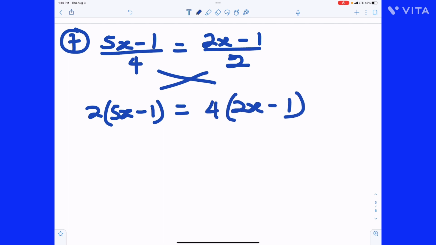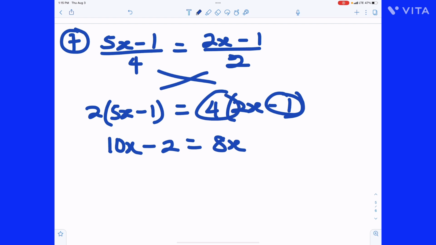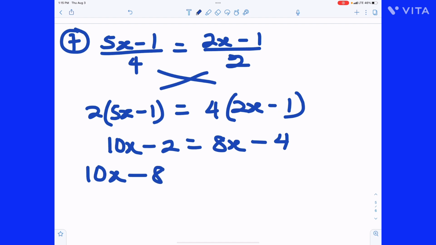So here, I'll take my multiplication one after the other. 2 times 5x gives me what? 10x. Also, 2 times minus 1 gives me what? Minus 2. So that's 10x minus 2. On the right hand side, 4 times 2x is what? 8x. Then 4 times minus 1 is what? Minus 4. So 10x minus 8x is equal to minus 4 plus 2. I hope you got that step here. I collected like terms. This is plus 8x.